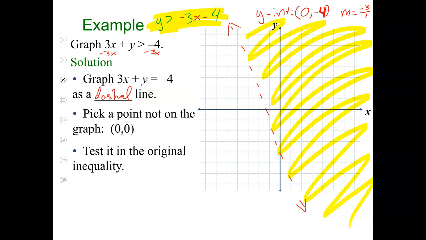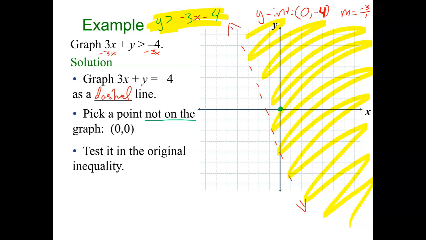So let's test it. Pick a point that is not on your line. That part's really important. All of these points are solutions to that inequality. So (-1, -5) would not be on the line. Any point not on the line works, but always make it as easy as possible. The easiest point is (0, 0).